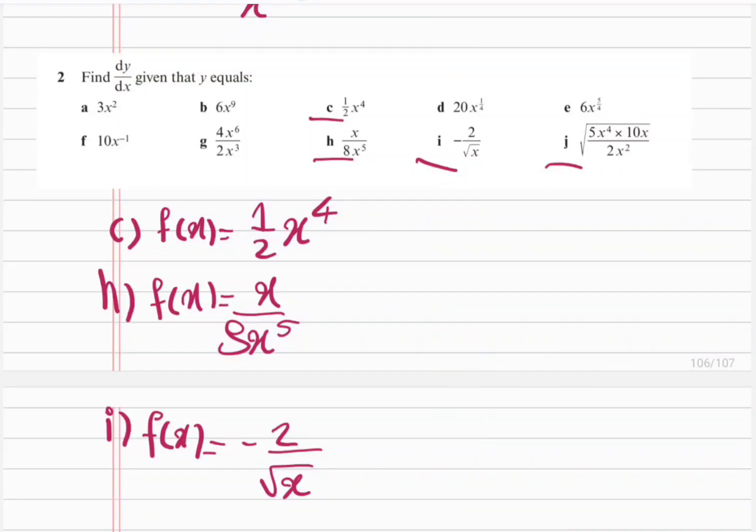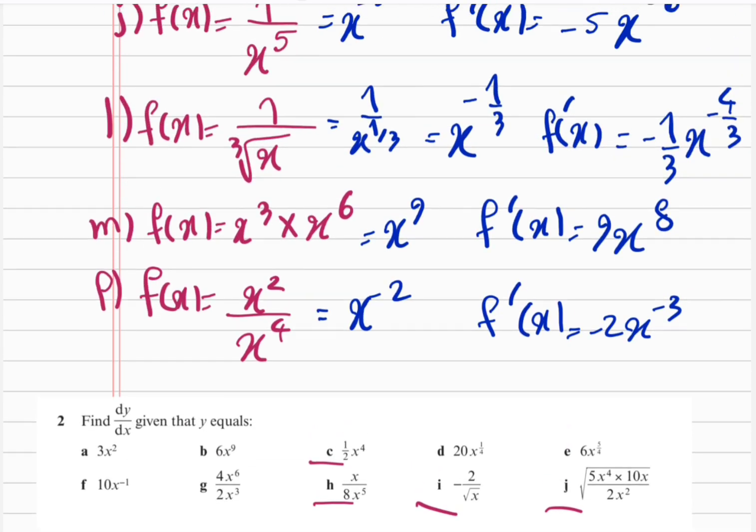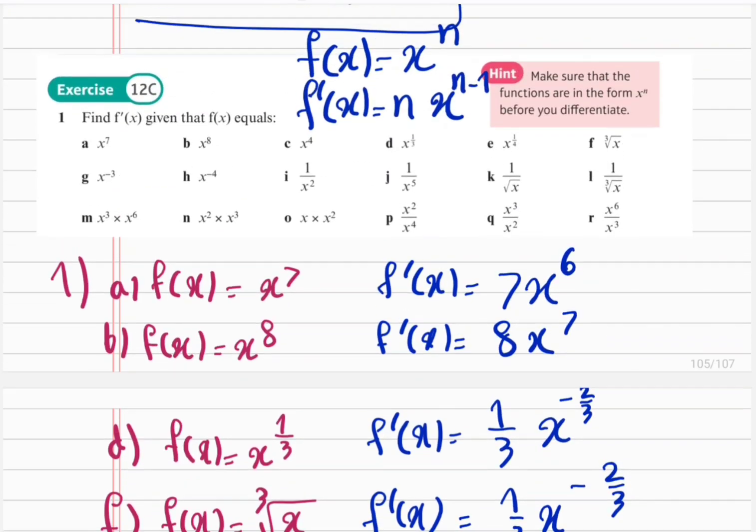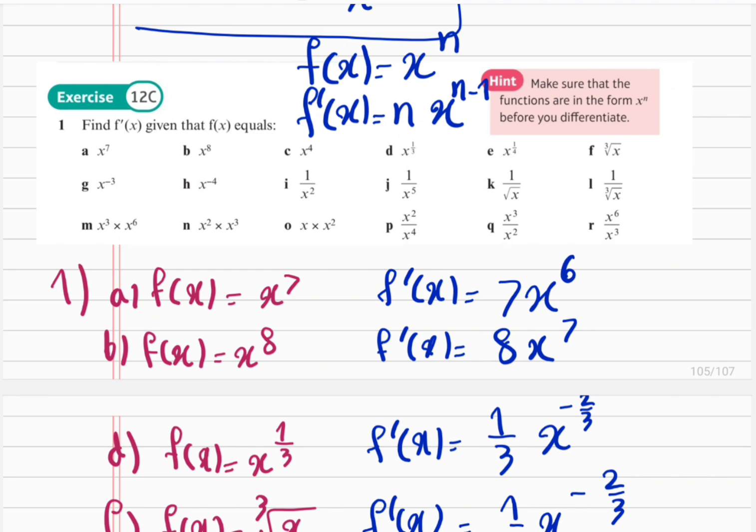Hi everyone, this video is on exercise 12C question 2, and in this video I'm going to do question C, H, I, and J. So in the previous video I mentioned that when we have functions in the form x to the power of n, then basically n can be a real number, by the way. So its derivative is equal to n comes down and becomes the coefficient of the function. So then we write down x, and then the power is going to be n minus 1. So this is the general form.